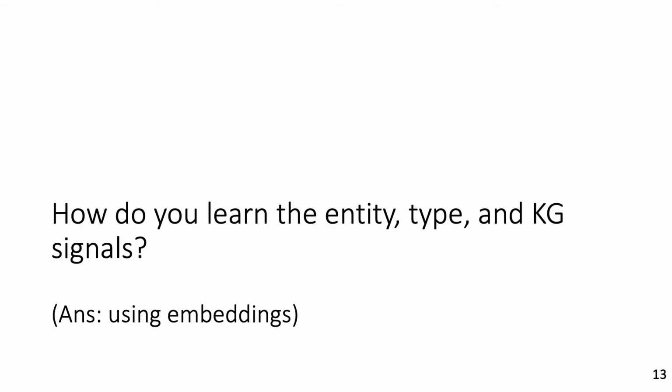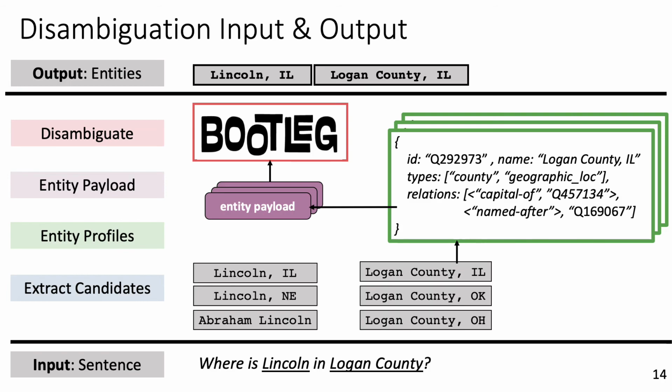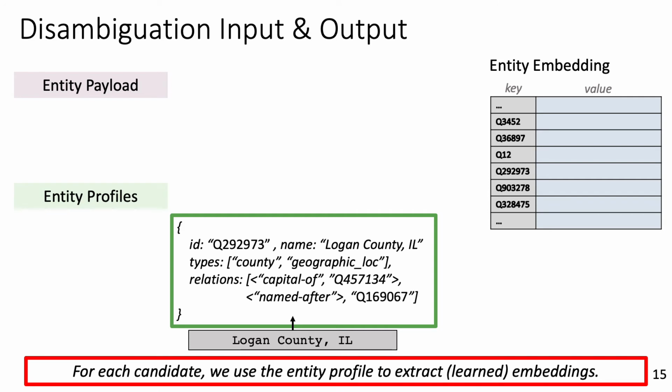So now I'm going to answer the next question, which is how do you actually train a model to learn patterns over entities, types, and relationships? And the solution that we use in Bootleg is to actually use embeddings. If you recall our high-level NED overview slide, I'm now just going to focus on these two components, which is the entity payload and the model itself, but I encourage you to look at the paper for the details of the rest. So to understand how the payload is generated, let's break down what happens for a single candidate. Take the Logan County, Illinois candidate and its associated profile.